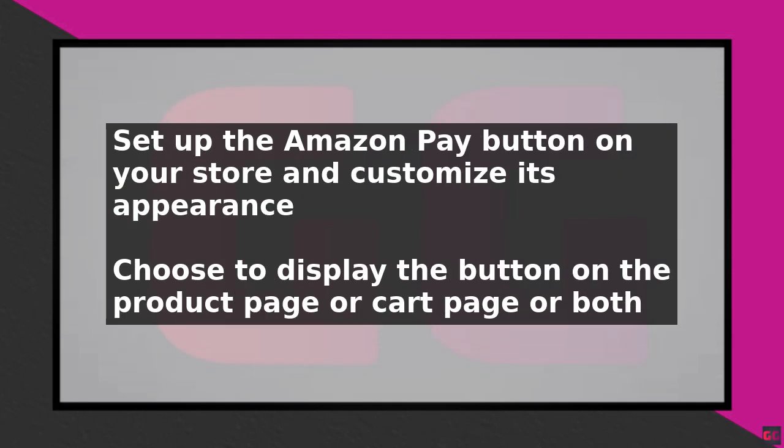After setting up the button, you need to test the payment method to make sure it is working correctly. Go to your store and add a product to the cart, then proceed to checkout and select Amazon Pay as the payment method. If everything is set up correctly, you should be able to complete the payment successfully.